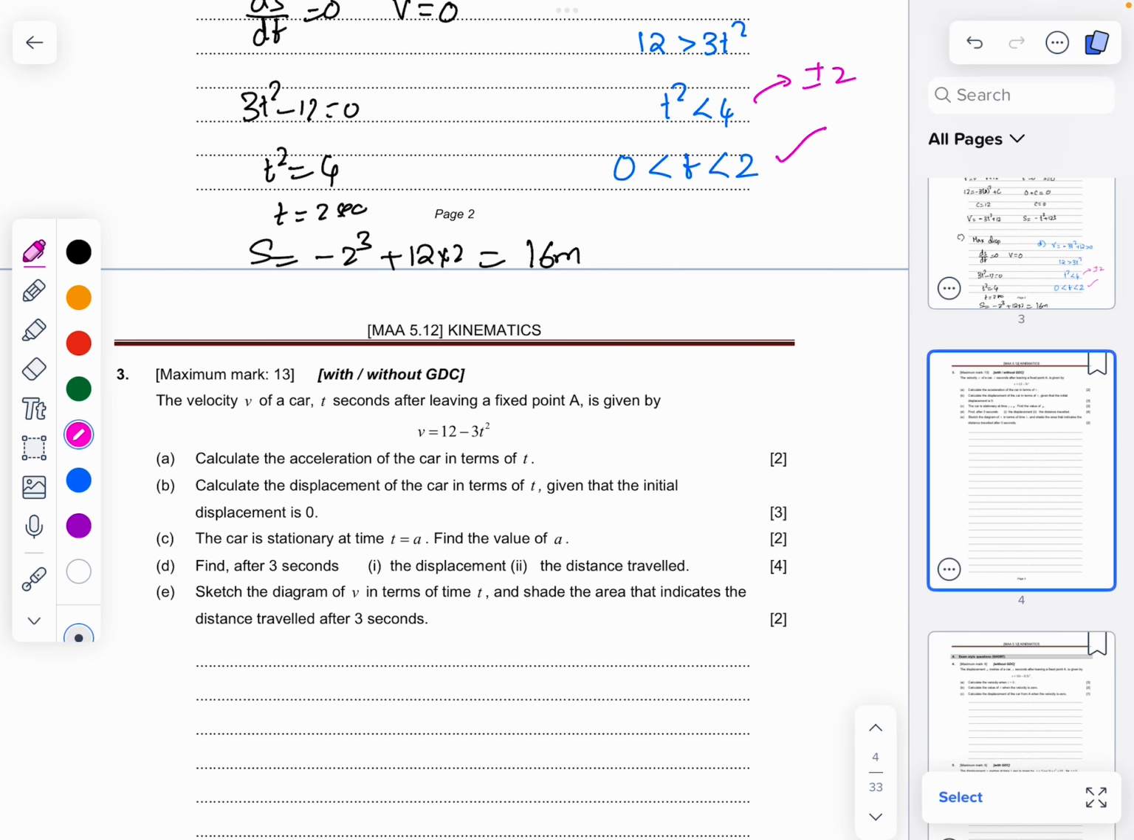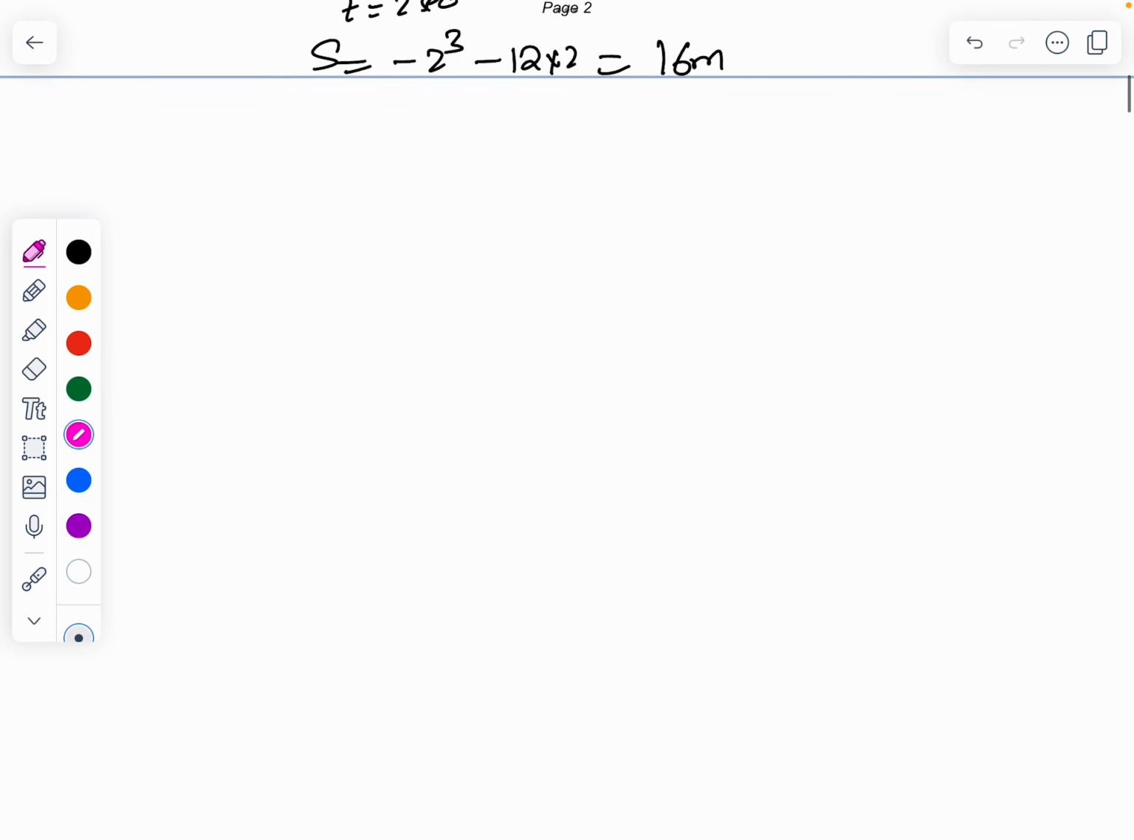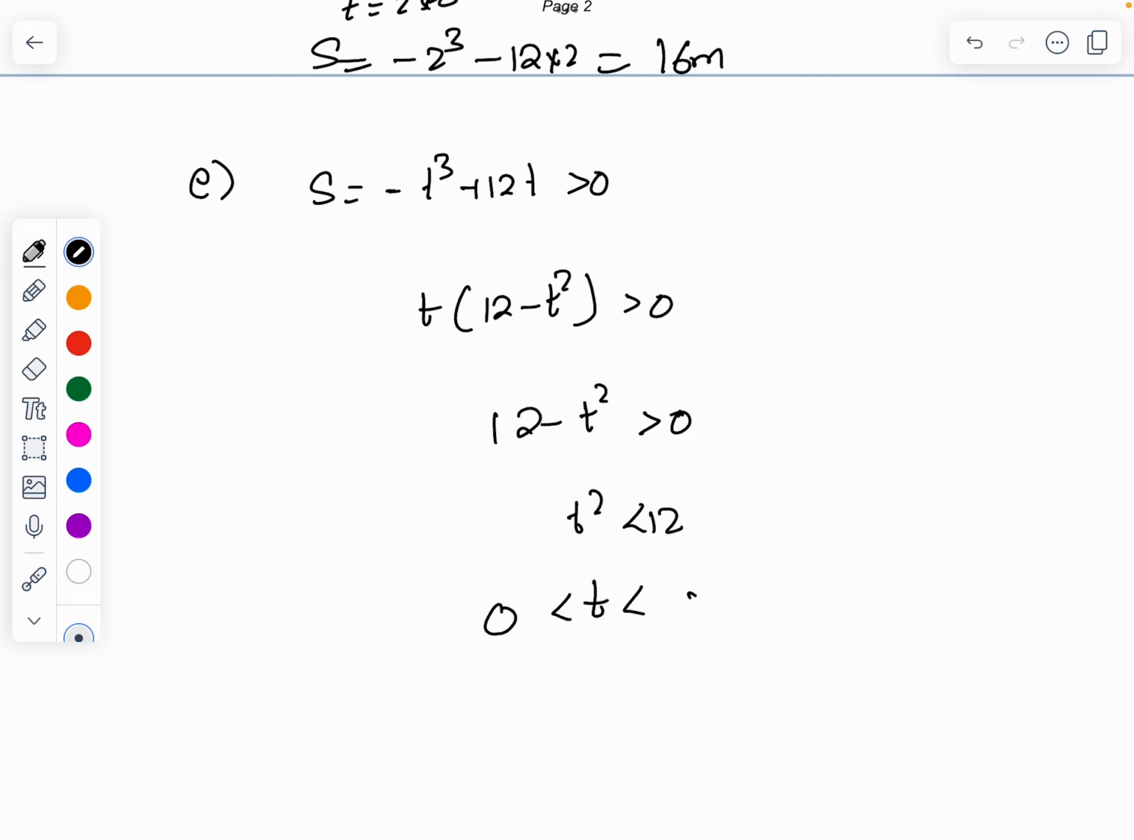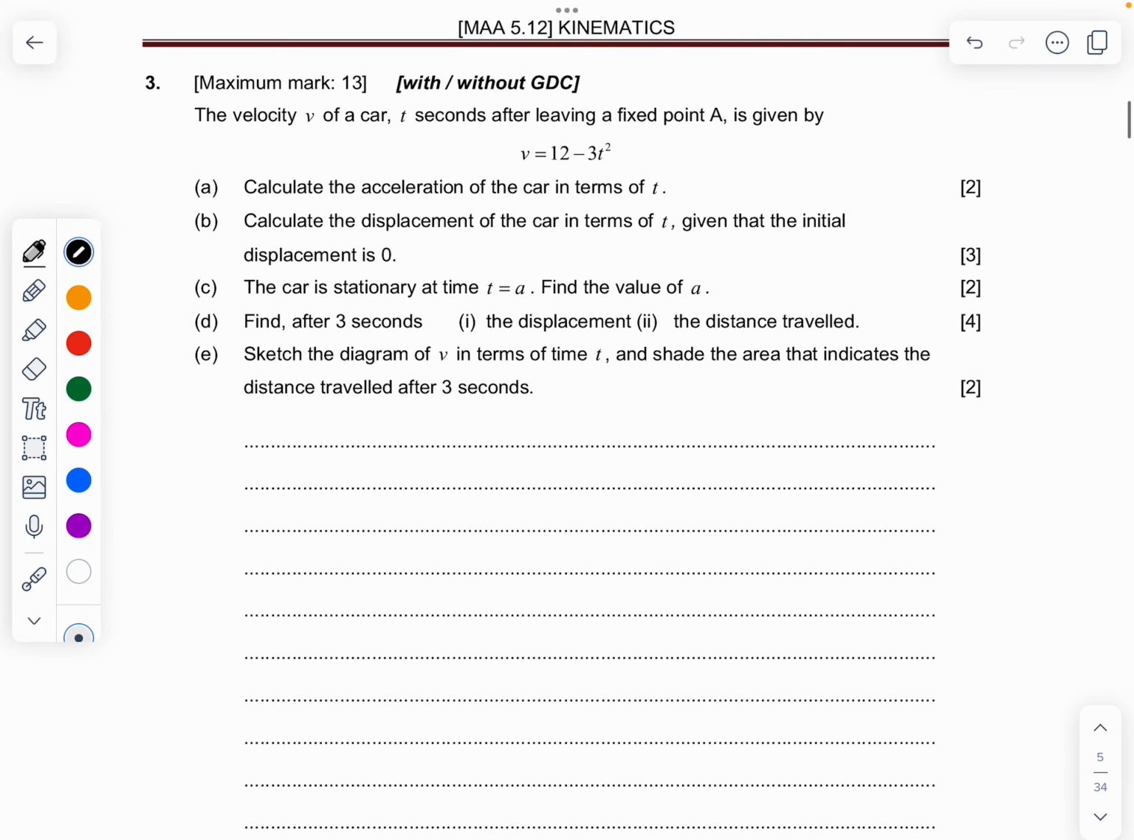So displacement s equals minus t cube plus 12t is greater than 0. So again, what is the case? t common, 12 minus t square is greater than 0. 12 minus t square is greater than 0. t square is less than 12. So t lies between 0 and square root of 12. Square root of 12 is 2 root 2. That's going to be the answer.